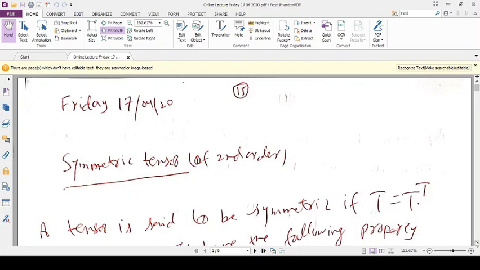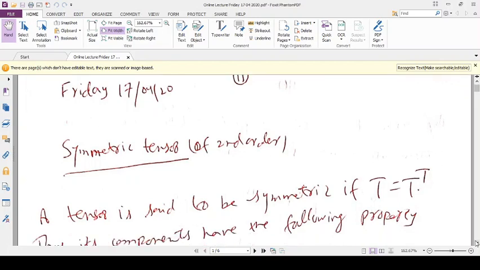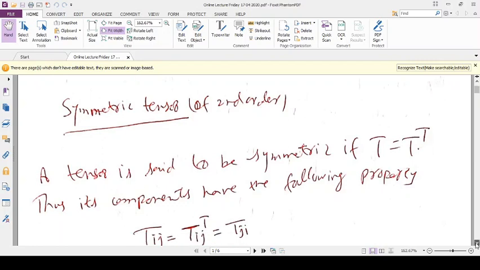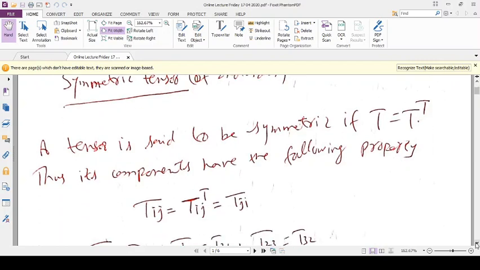Today we will discuss symmetric tensors and antisymmetric tensors with some examples. Symmetric tensor of second order. A tensor is said to be symmetric if we have this property: T is equal to the transpose of T. And if a tensor is symmetric, then its components have the following property: Tij equals Tij transpose, so it will be equal to Tji.